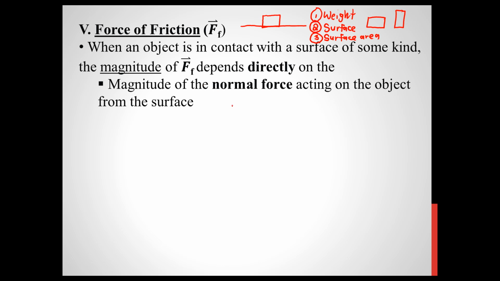If you drew a free body diagram of that box on the ground, you'd have the force of gravity straight down. So that's Fg. You'd have the normal force that's straight up, Fn. In this case, the normal force would just be equal to the force of gravity. Therefore, if you have an object with a larger weight or force of gravity, its normal force is going to be bigger. The bigger the normal force, the bigger the force of friction.